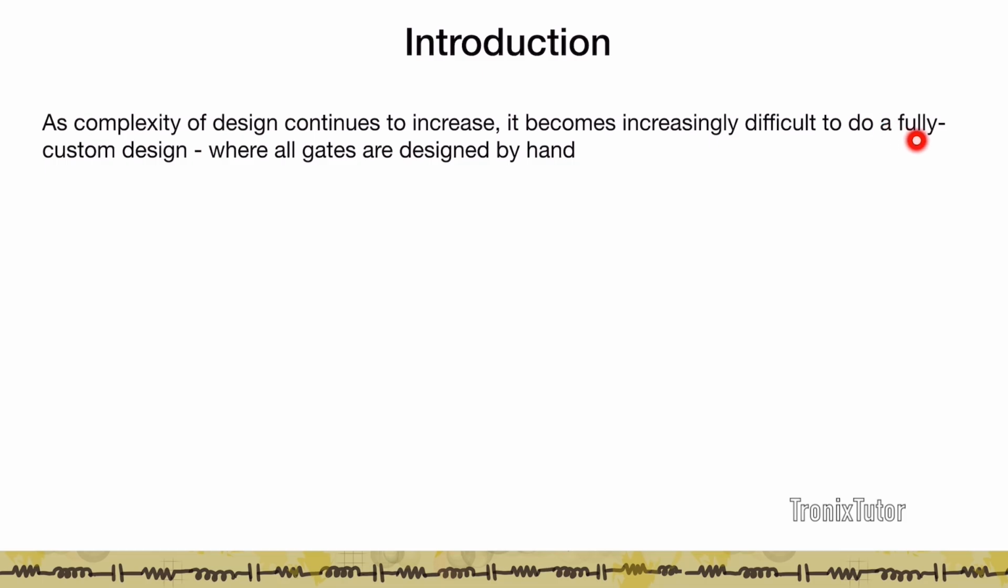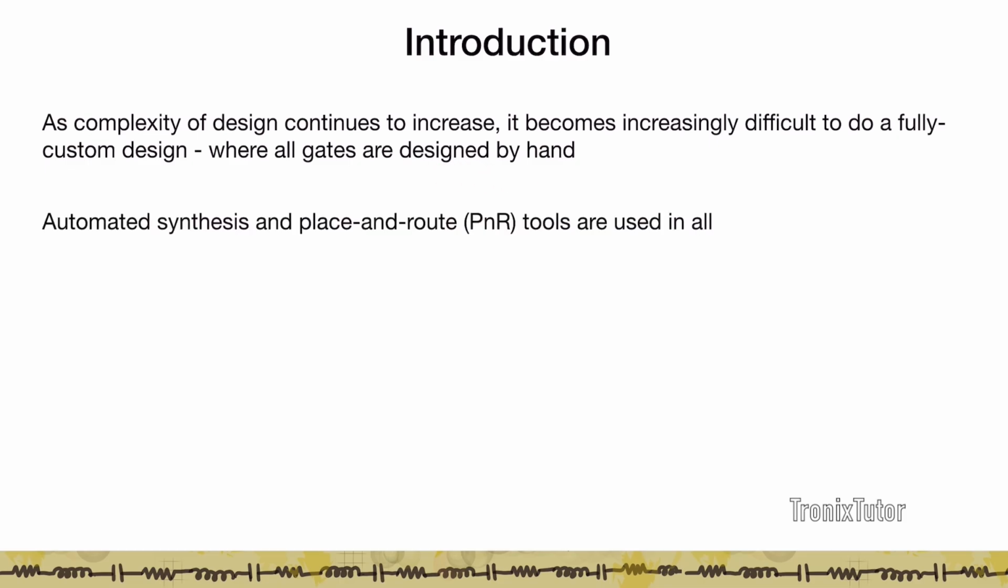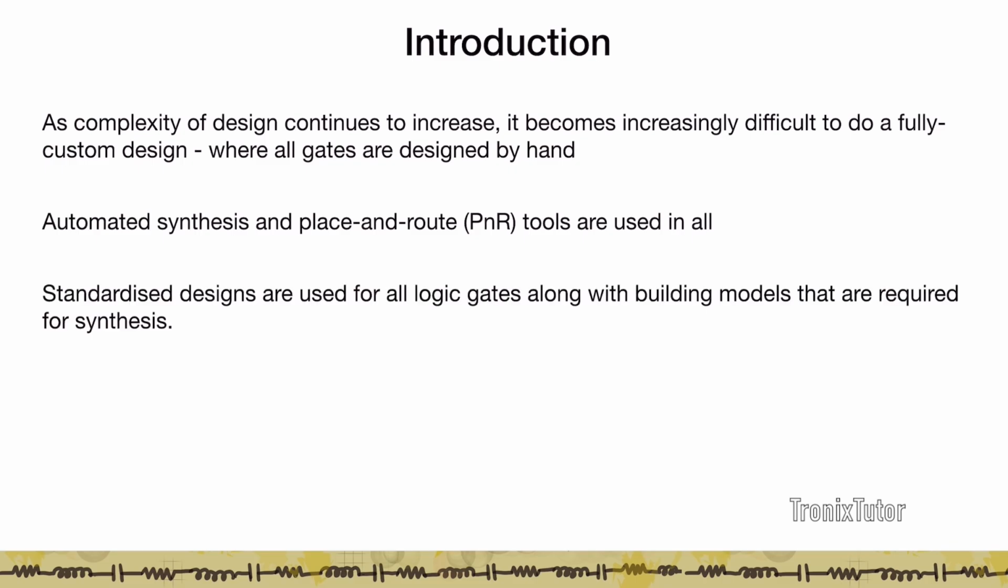So previously there used to be what is known as fully custom design, where essentially everything is done from scratch. But with the rise in the size of the chips and the complexity of chips, that has become increasingly difficult. And so almost all design houses use automated synthesis and automated place and route tools to place the various cells together to create the layout of the structure. And this therefore requires designs to be standardized.